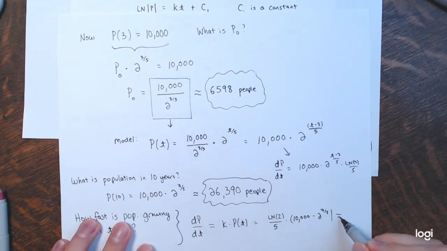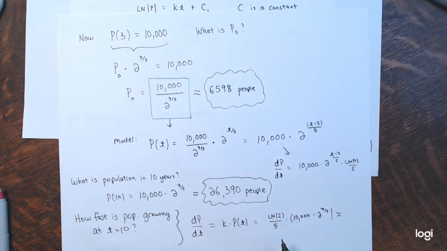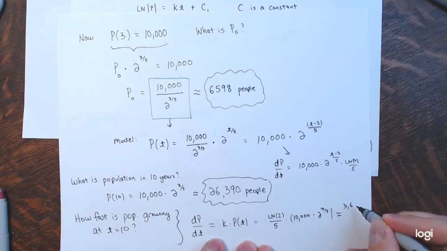Now the units on this, since it's dP/dt, would be people per year. So I punch this in. Basically I'm just going to take my previous answer, the 26,000 some people, and multiply it by k, the natural log of 2 over 5. Right. So the population is changing approximately at a rate of 3,658 people per year.